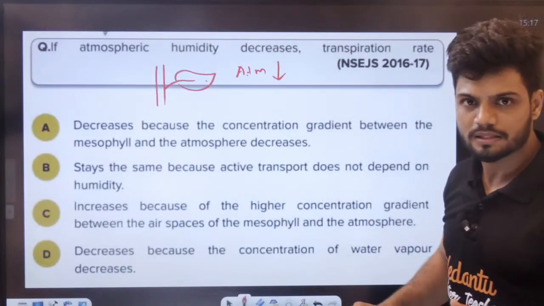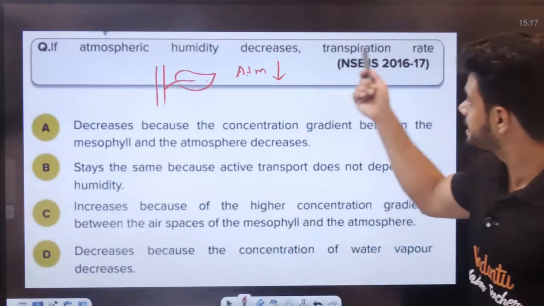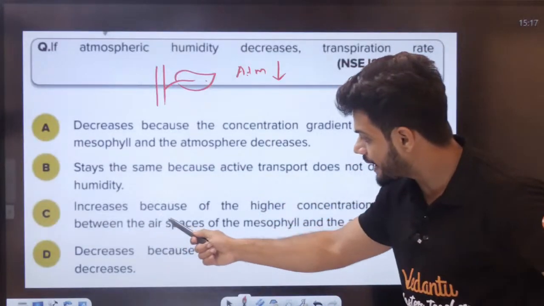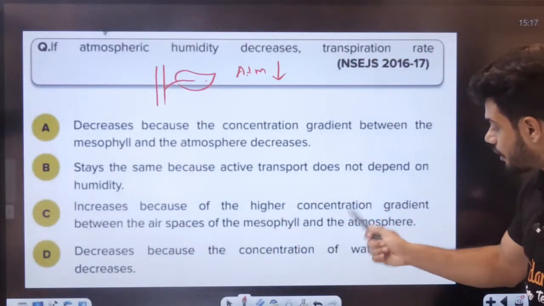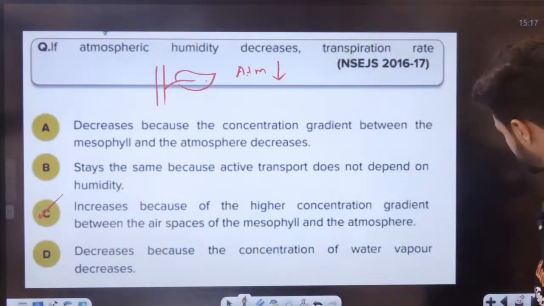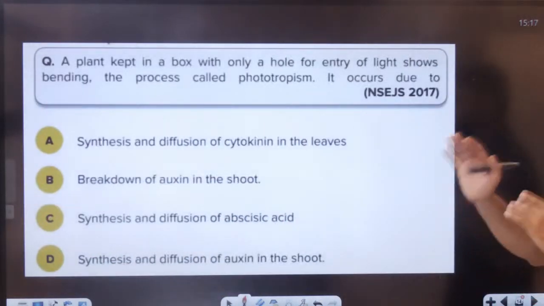Transpiration will increase, because there is a higher concentration gradient between the air space and the atmosphere. Yes, transpiration will increase. So option number C is the right answer. Okay. Next question on the board.